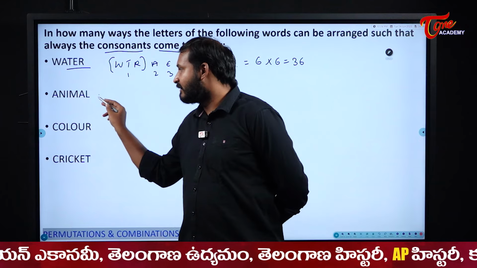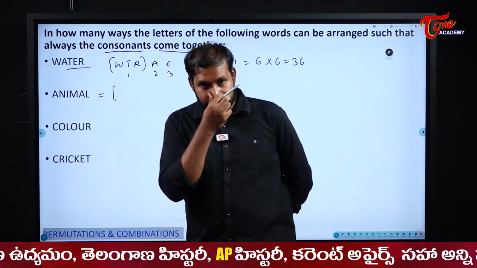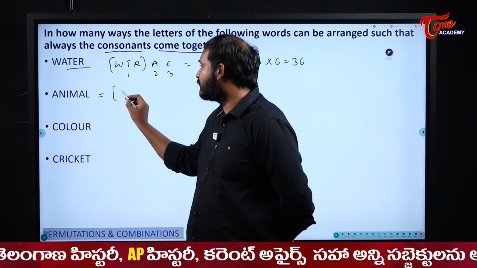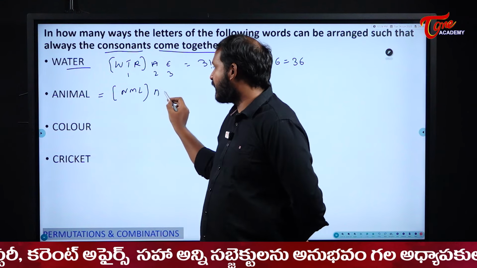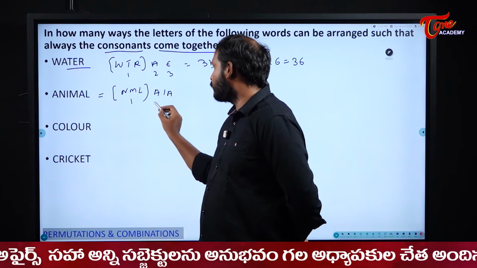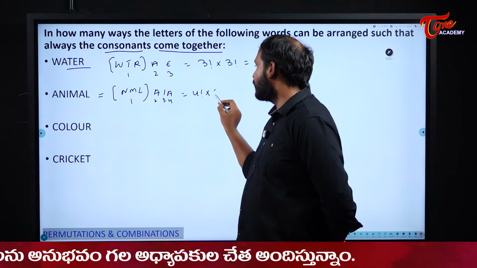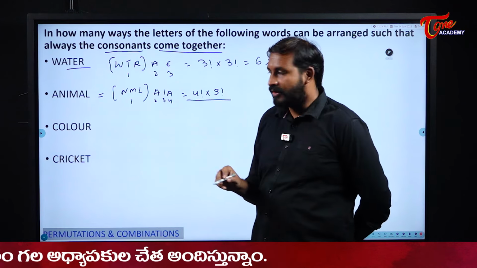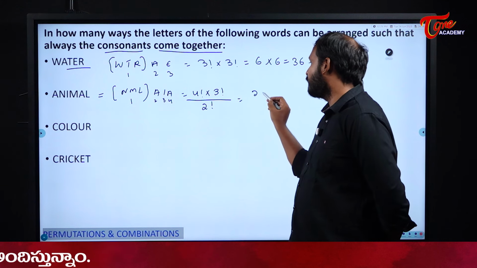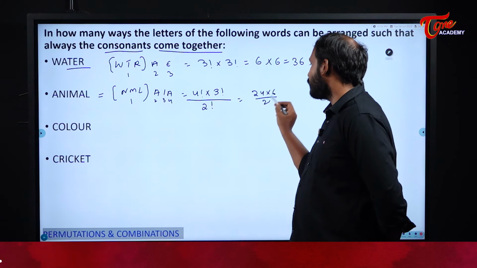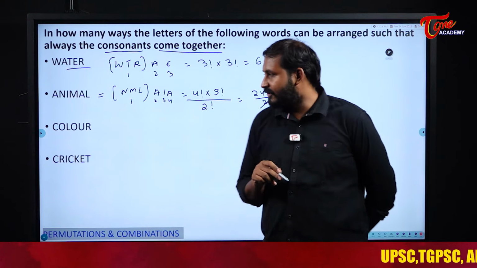Now when it comes to animal, the same thing. First I need to group the consonants. So what I will have here? N, M, L. What are the vowels I have here? A, I, A. So 1, 2, 3, 4. So I can arrange them in 4 factorial into 3 factorial. But is it finished here? No. Why? Because A was repeated for 2 times, so 2 factorial. So this will become what? 24 into 6 by 2. 2 ones are, 2 threes are, so it will become 72. It will become 72 for us.